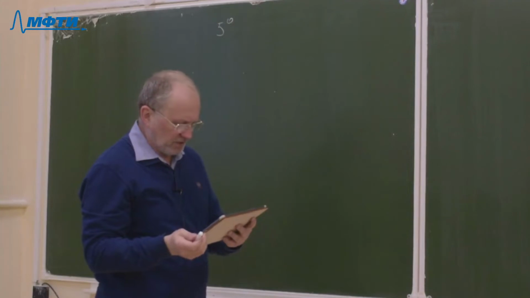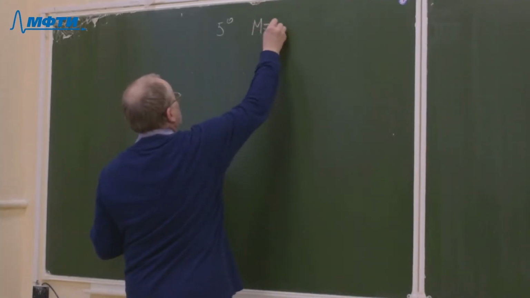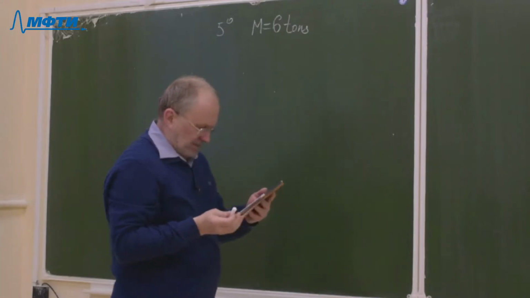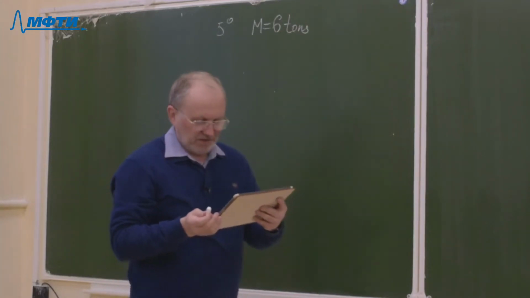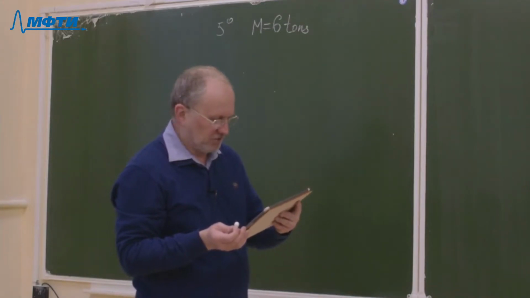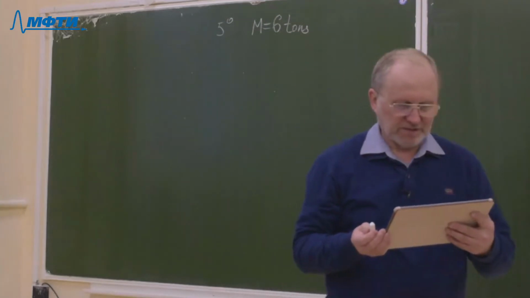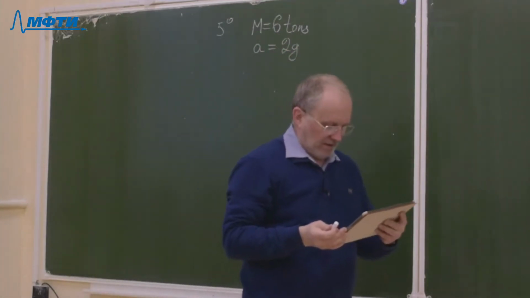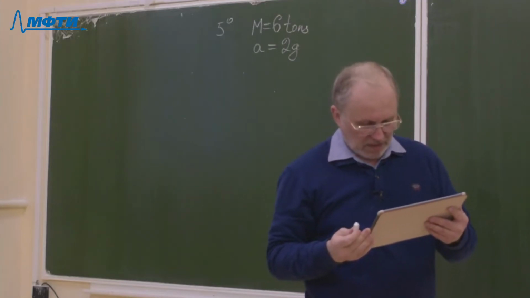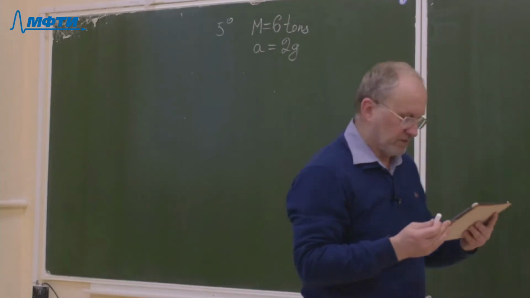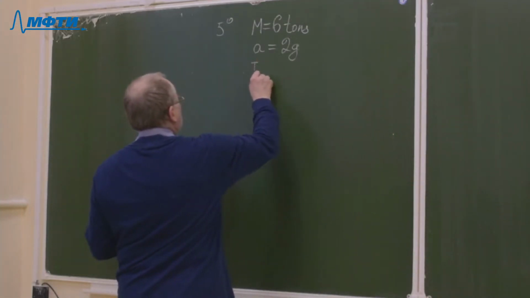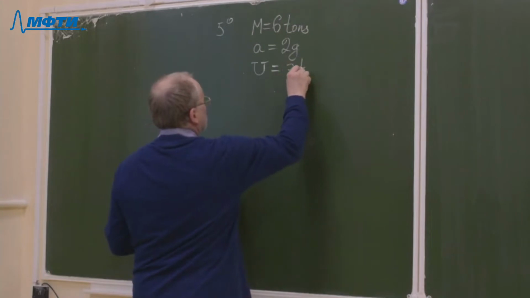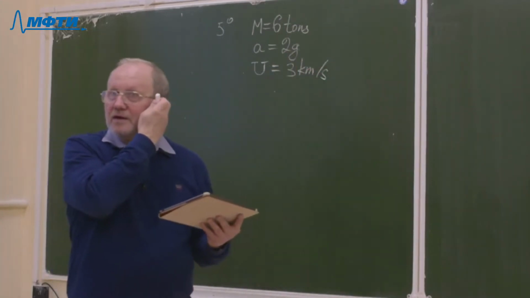It says: a rocket with mass m, 6 tons, is set to launch vertically. Find the fuel consumption required to provide sufficient thrust to give the rocket initial acceleration a equals 2g, 2 times the acceleration of free fall, upwards, if gas velocity with respect to the rocket is u, given as 3 kilometers per second.